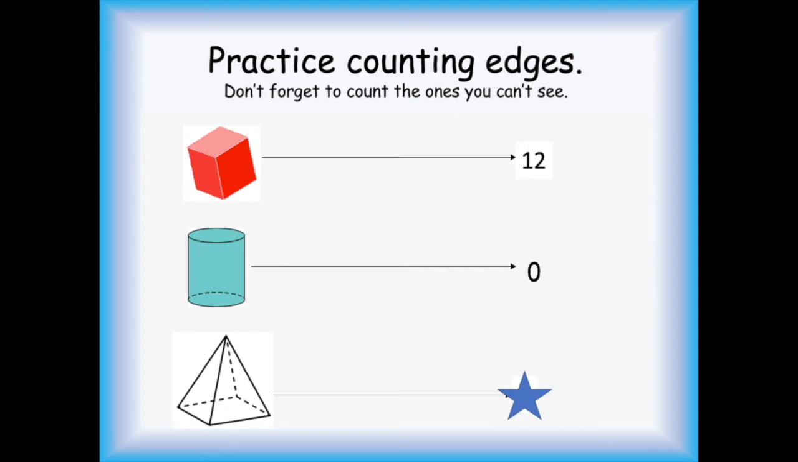Okay, look at the pyramid. This one takes some careful counting. And the dots for the lines that you wouldn't see in a solid help with this. Ready? 8. Look at the square on the bottom. It has 4 edges. Then from each corner, an edge goes up to meet the middle point, which means 4 more for a total of 8.